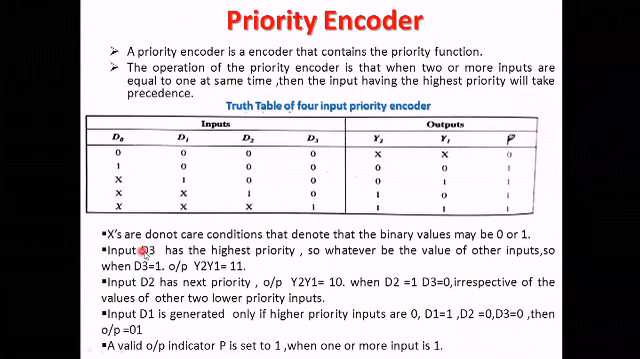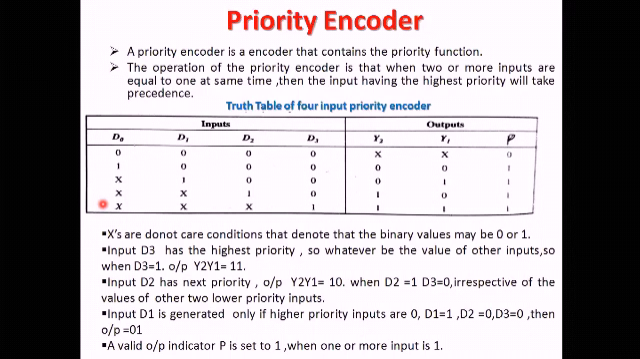Now let us look from the first row. See, input D3 has the highest priority. So whatever be the value of the other inputs, when D3 is equal to 1, the outputs Y2 and Y1 will be equal to 1, 1. So we are considering this case. Here, as these are don't care conditions, suppose all of the 4 values are equal to 1. But what is the function of the priority encoder? The output will take the value of the input having the highest priority.